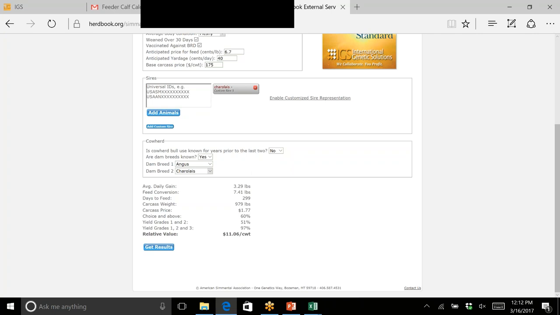The other thing is, we can add, like earlier I mentioned about artificial intelligence. If we ramp up the level of biology in the simulator, we can put in artificial intelligence that says you simply don't feed a pen of calves beyond some target yield grade.